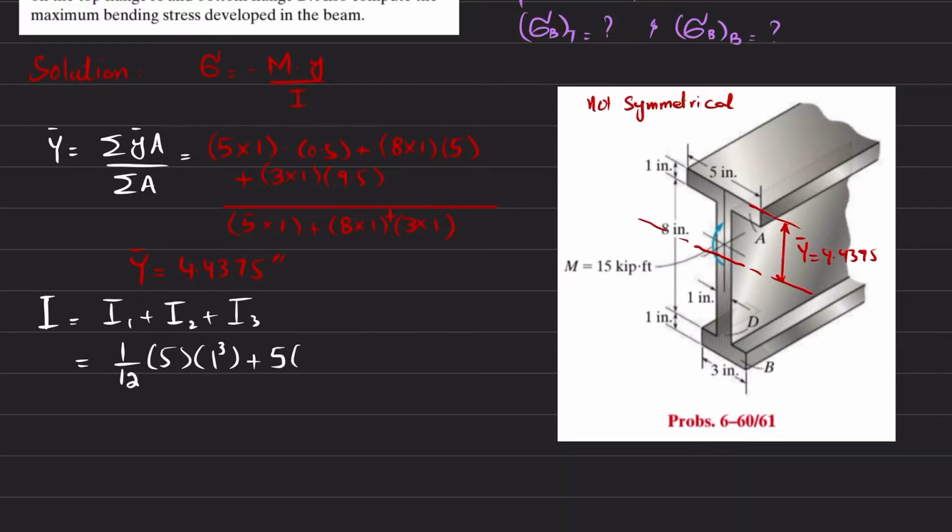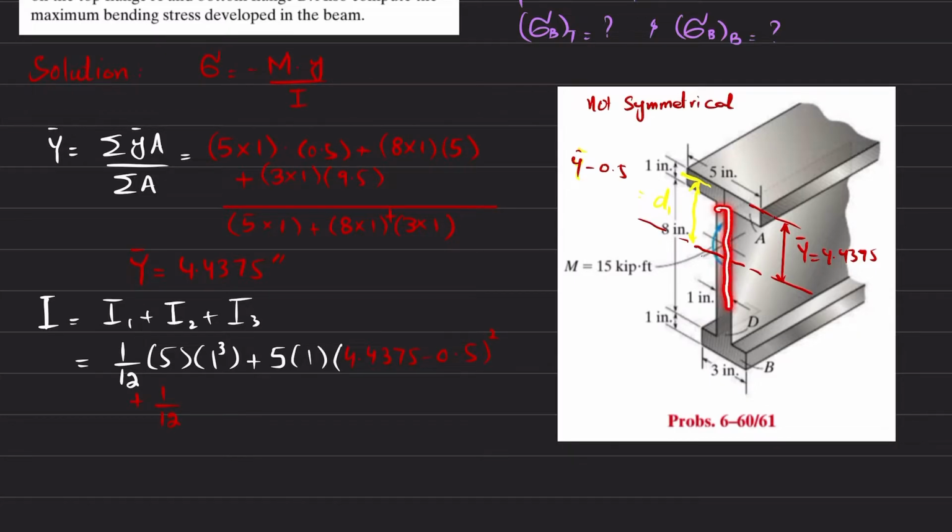So area is 5 into 1. And what about D square? D is the distance from the neutral axis to the centroid of this first part. So this is D1. Clear? And this D1 is equal to y bar minus 0.5, where y bar is actually 4.4375, so 4.4375 minus 0.5 whole square. So this is the moment of inertia of the first part, plus 1 over 12.